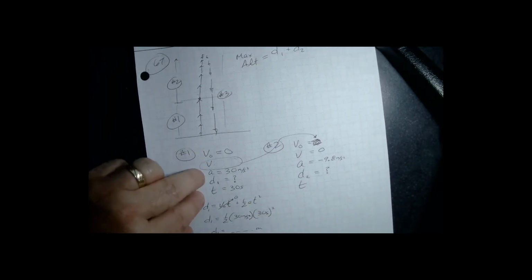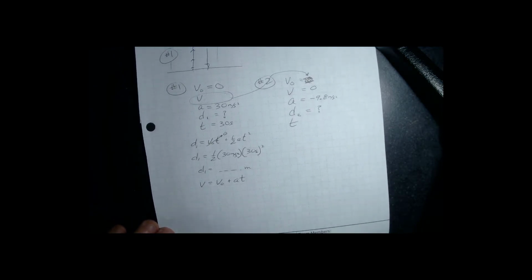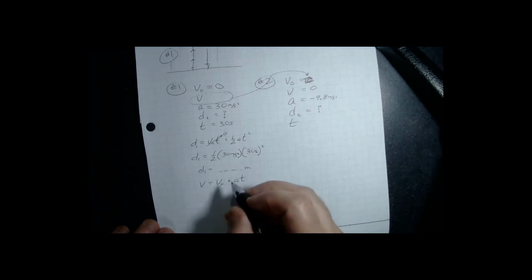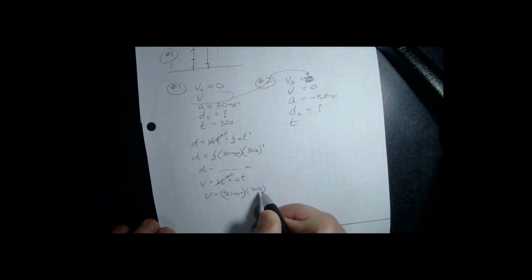So let's go back to section 1 and say, okay, I need my final velocity. I've got my initial velocity, I've got acceleration, I've got time. Give me an equation without d in it, because that's going to be pretty easy for us to solve. And we get the final velocity for section 1 is 30 meters per second squared times 30 seconds. You're going to end up with 900 meters per second.